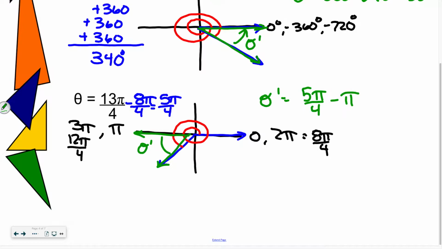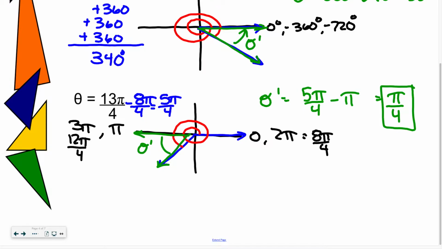What's left over? 5 fourths minus 1. 1/4 pi, because 1 is 4 fourths. And pi over 4 we know is in quadrant 1. So yeah, that is acute. And it's positive. Okay.